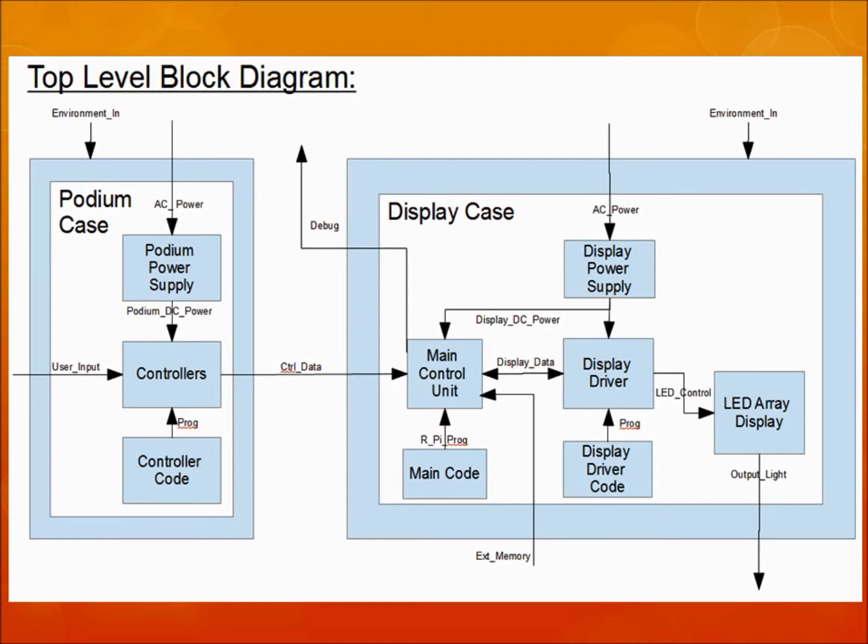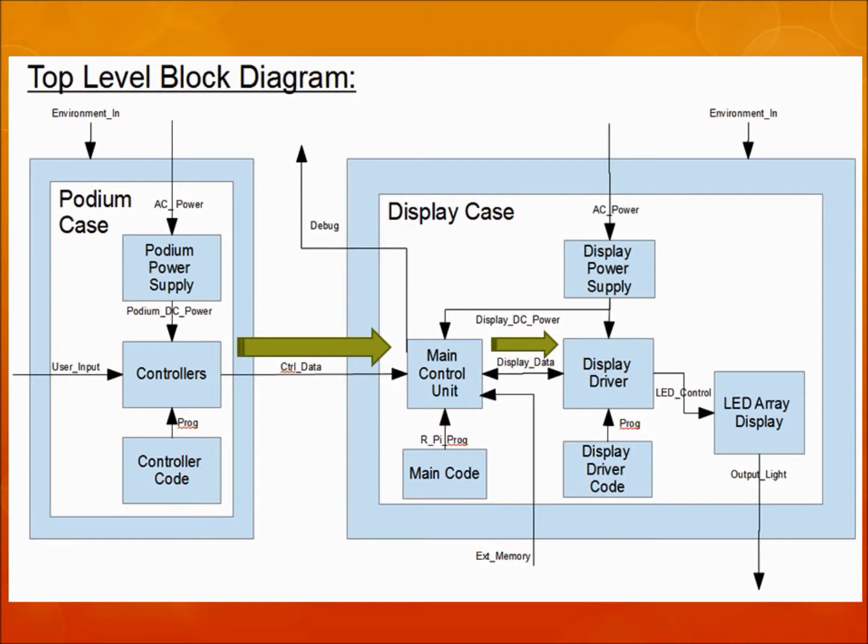Now let's take a look at the main flow of operation for our project. To start, the users input data to the controllers by pushing buttons and moving joysticks. This, in turn, generates controller data that is sent to the main control unit. Now, depending on the state that the main control unit is in, it will interpret this controller data and then determine the appropriate data to send to the display driver.